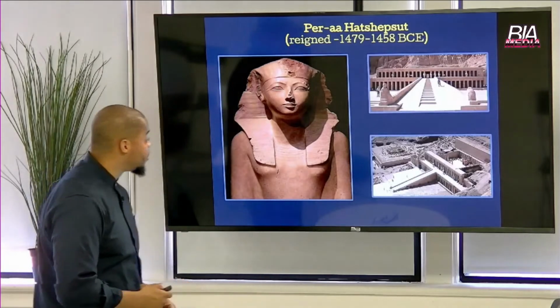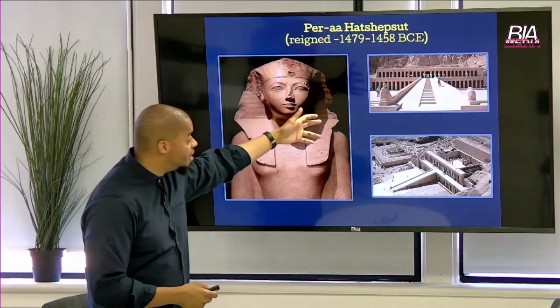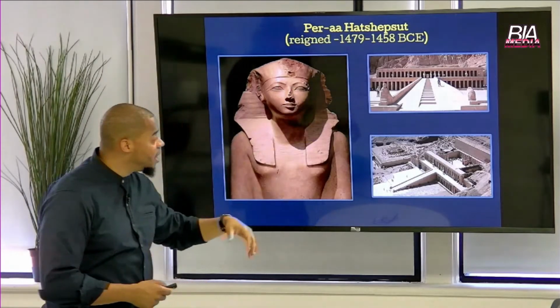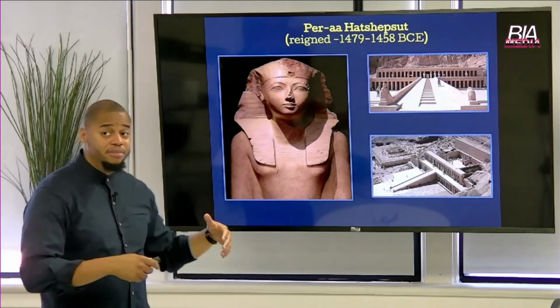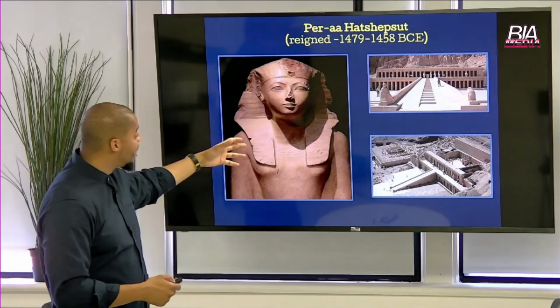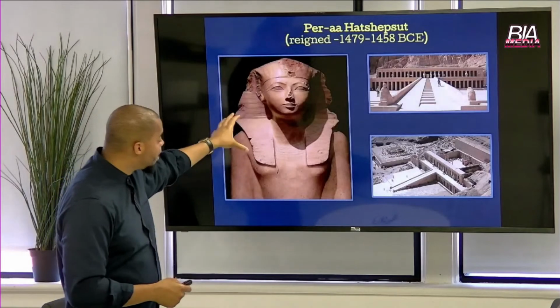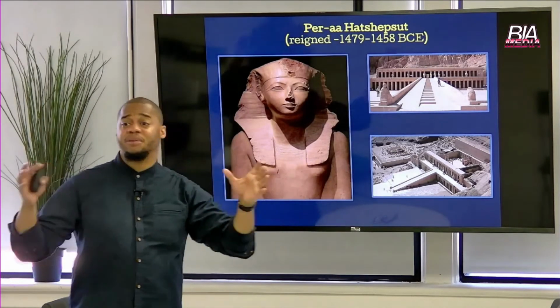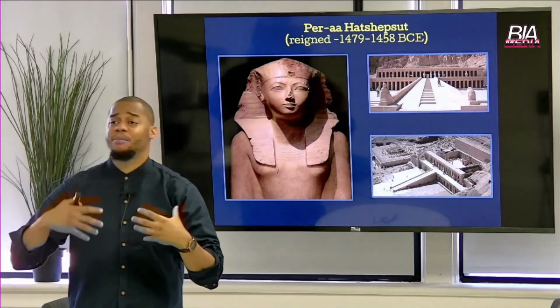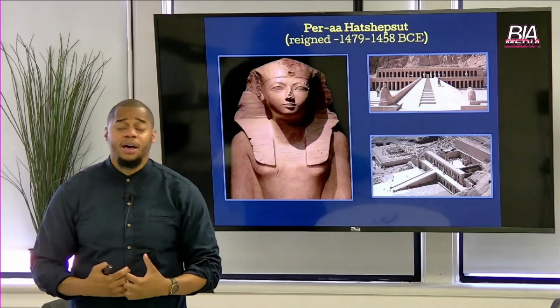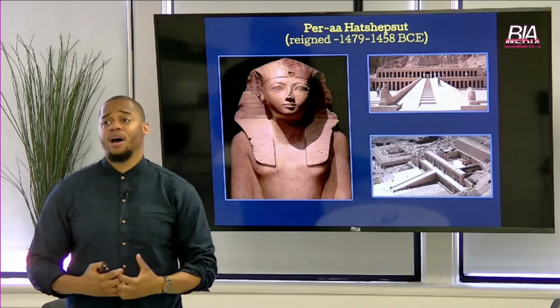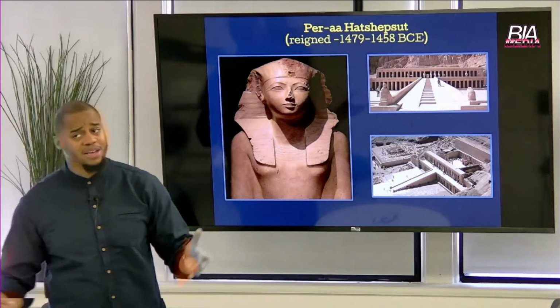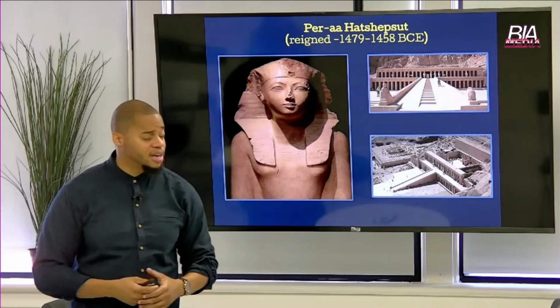By all accounts, she builds great temples like the one that you see here, great statues. She presents herself as more manly in a lot of her images, not because she wanted to be a man, but because she wanted to show the power of authority of the pharaoh. Rules very well, then she dies, regular death. She's not assassinated or anything like that.